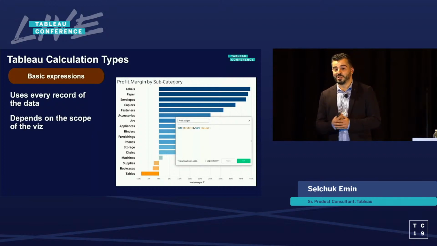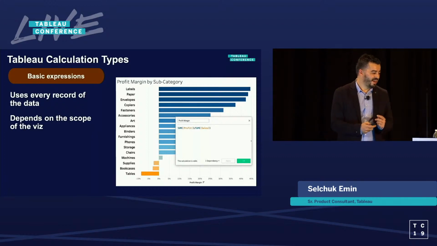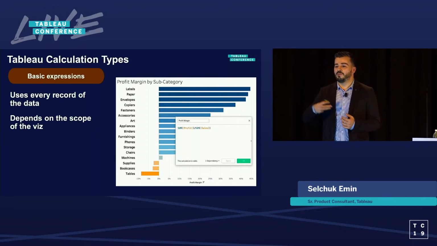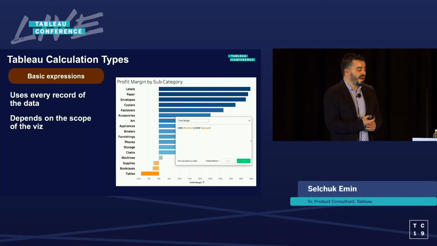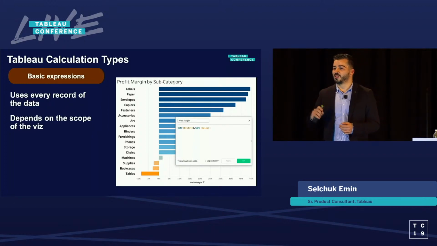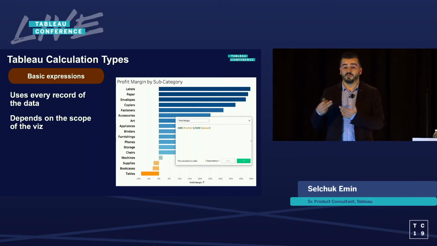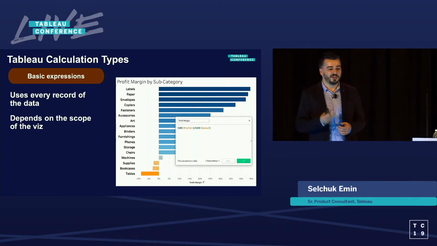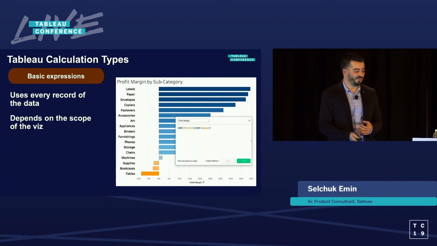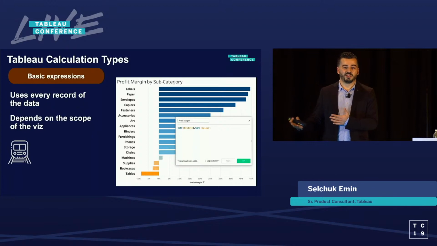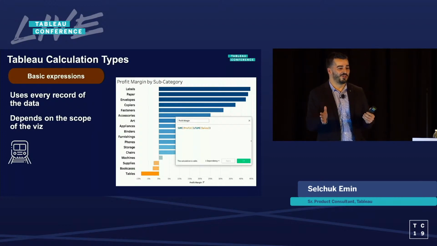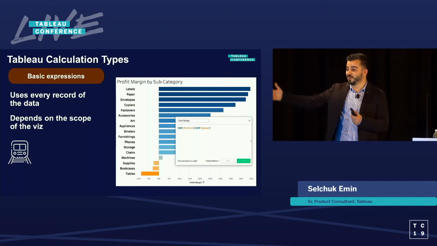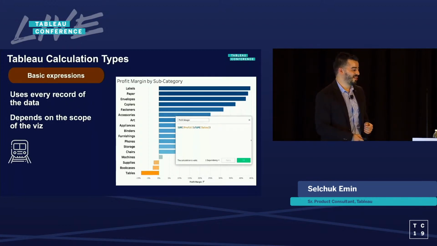So let's start with basic expressions and why they are like public transportation. Well, basic expressions will use every record in the data. So they happen in the data source itself. But they will depend heavily on the scope of the view. So when you write a basic expression, the scope of the view will determine the results of the calculation. So that's why they're a little bit like a public transportation. You can go anywhere in the city, but there are defined stops that you need to get to. So you can't be in between a stop. So the scope of the view will be your stops that you can get to with these calculations.